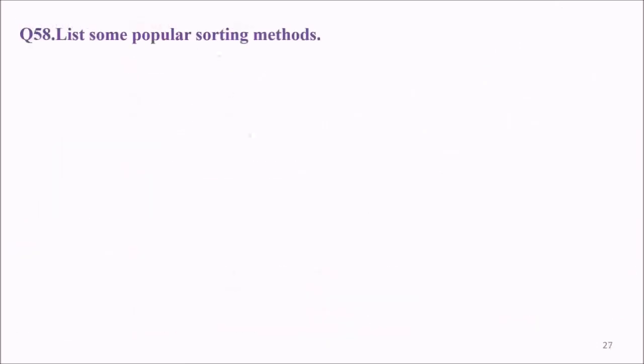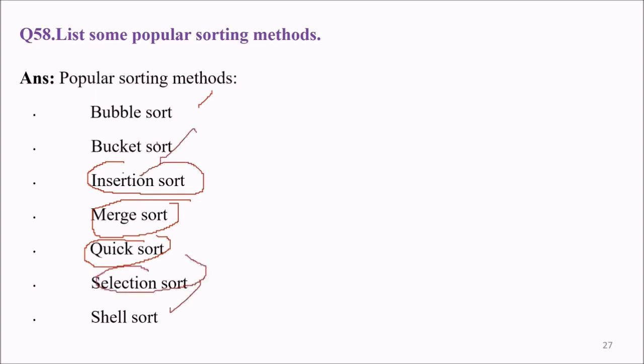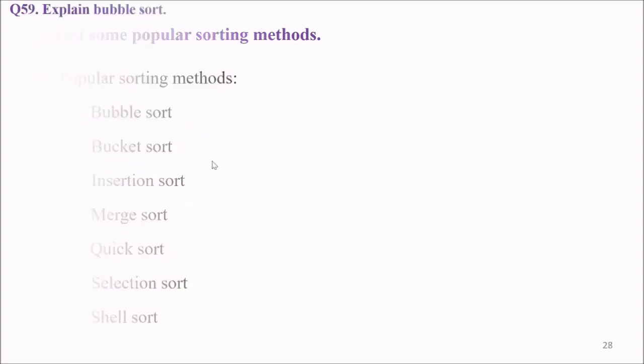List some popular sorting methods. Let me first indicate the most popular, then we'll go to others. First is merge sort. Then comes quick sort, then insertion sort, then selection sort, bucket sort, shell sort, and bubble sort.